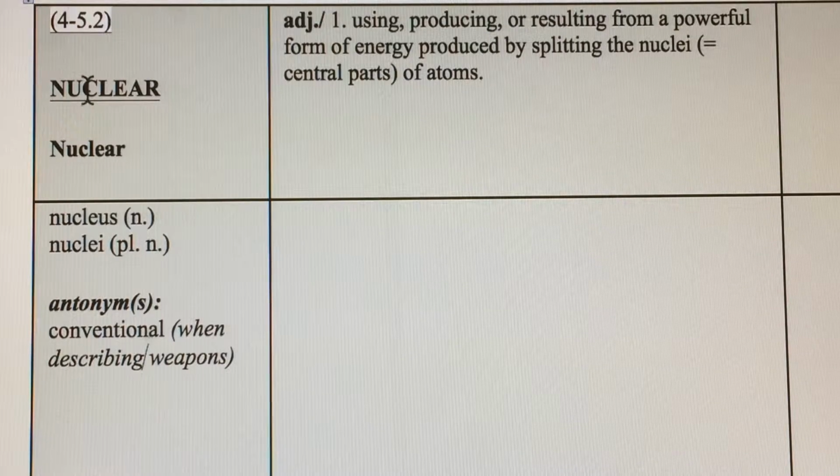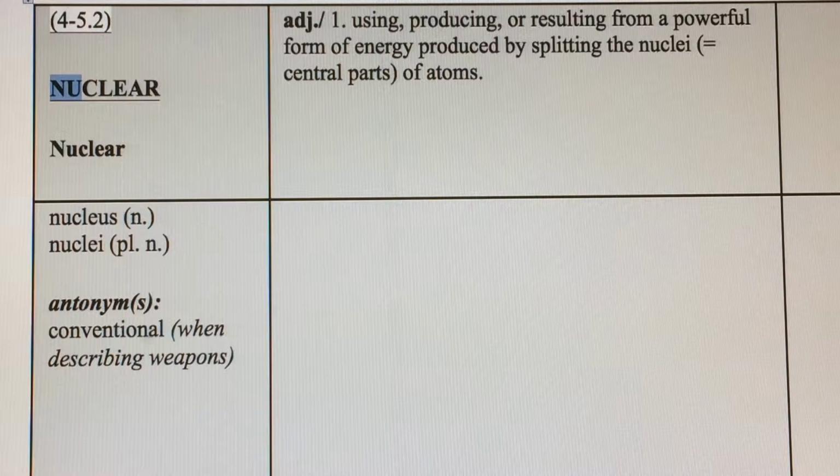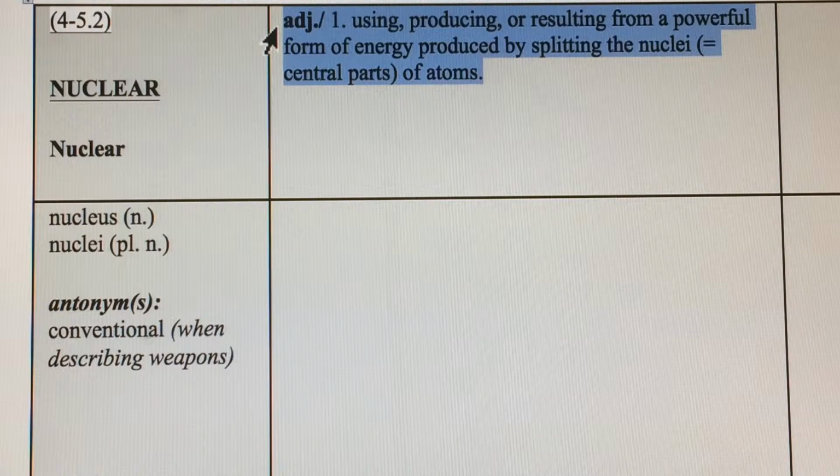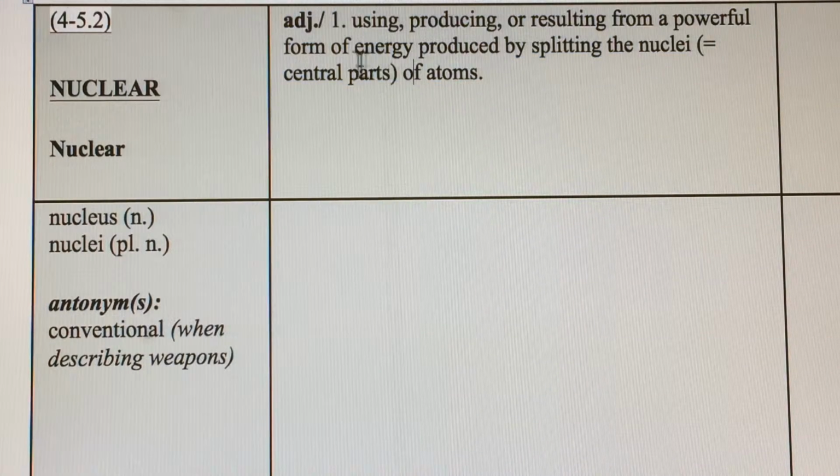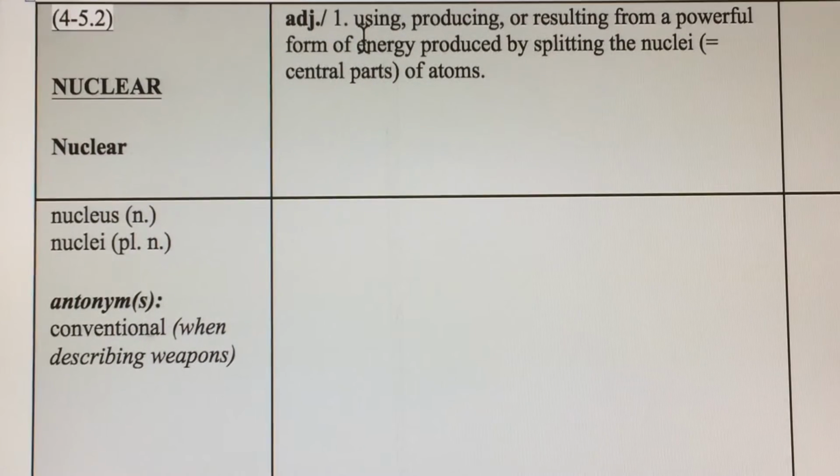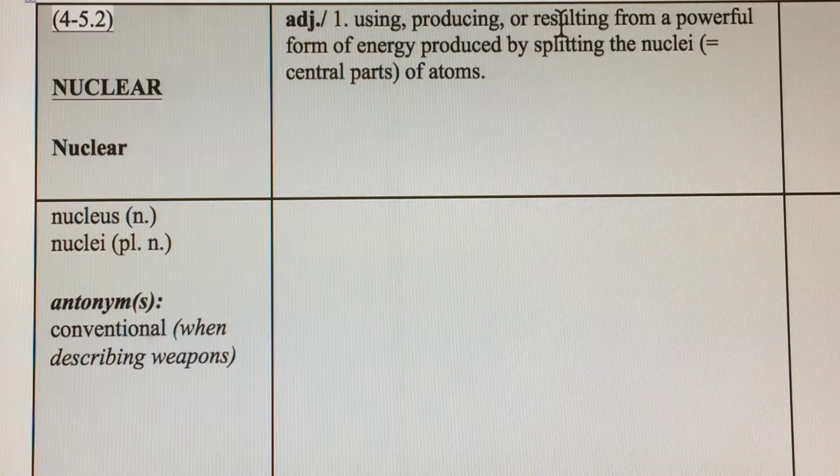Nuclear has 2 syllables, and the emphasis or stress is on the first syllable, nu. So we say nuclear, nuclear. It is used as an adjective and only an adjective, okay? And it's a scientific term. It refers to using or producing or resulting from a powerful form of energy produced by splitting the nuclei, which are the central parts of atoms.